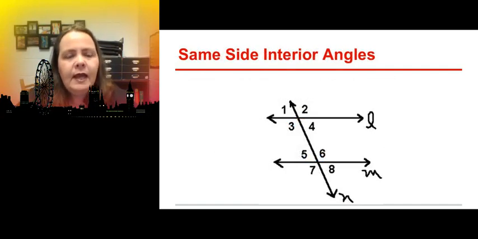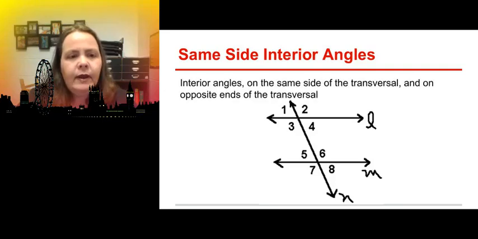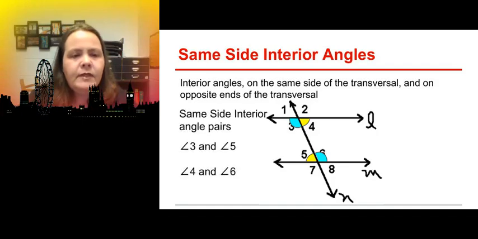All right, same side interior angles. Same side interior angles are interior angles that are on the same side of the transversal and opposite ends of the transversal. So here, if I start with angle 3, it is interior, it is to the left of the transversal and at the top. So I want an angle that is also on the left of the transversal but on the opposite end. In this case, that would be angle 5. Angle 3 and angle 5 are same side interior angles. And likewise, angle 4 and angle 6 are same side interior angles. And so our same side interior angle pairs are 3 and 5, 4 and 6.